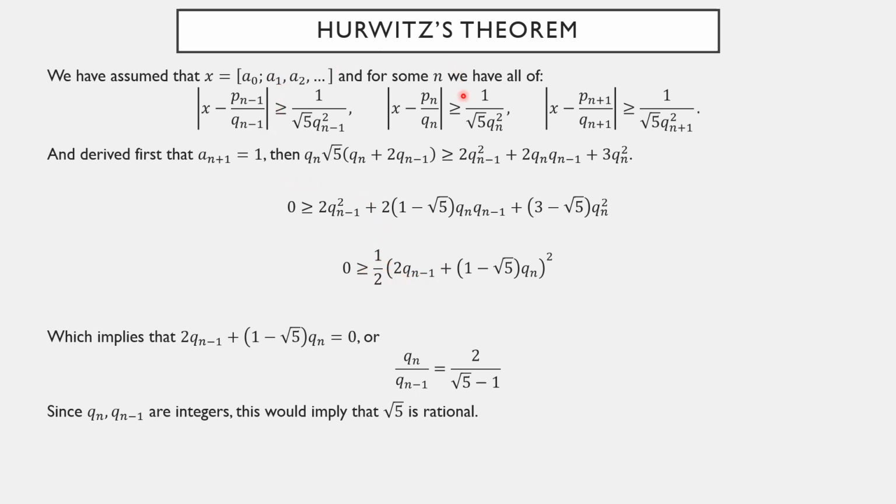We cannot have 3 consecutive convergents, all failing to be closer than 1 over root 5 times the denominator squared to x. Therefore, out of 3 consecutive convergents for any irrational number x, at least one of them satisfies that |x - p/q| is less than 1 over root 5 times q squared. So for every irrational x, that inequality can be achieved infinitely many times. Hurwitz's theorem is complete. For any irrational x, |x - p/q| less than 1 over root 5 times q squared can be achieved infinitely many times.